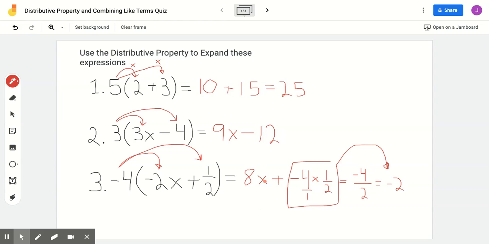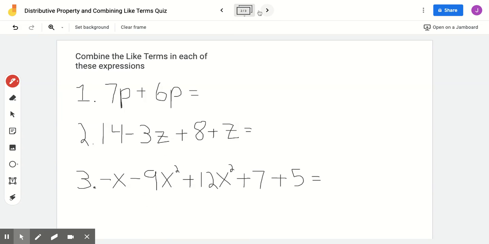So our final expression, we can't forget about the 8x. Our final expression is 8x minus 2 for the number 3. So if you got all 3 of those correct, nice job. If not, go ahead, try them again. All right, let's move on to our next problems.